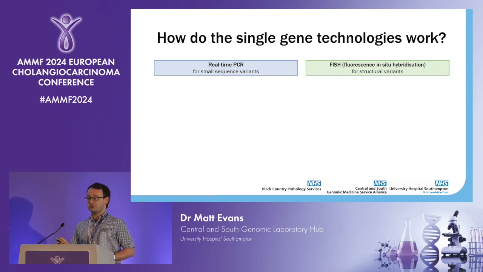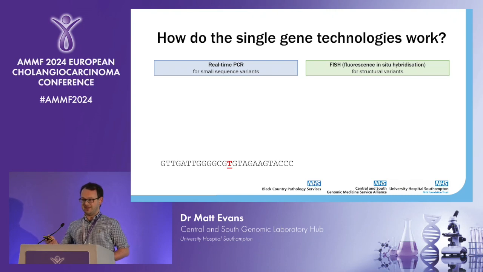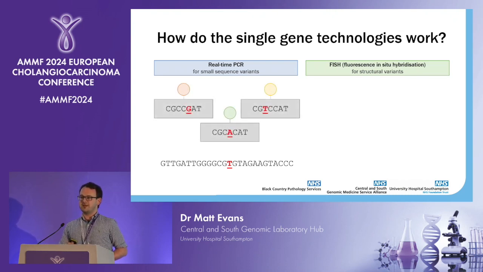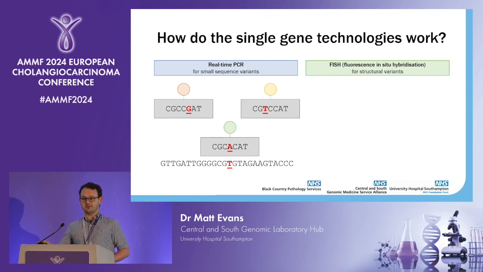An example of a single gene technology is real-time PCR. So we've got some DNA there, and it's got a mutation in it. We will then use a real-time PCR assay, and within that assay, you have multiple probes, each of which will bind to a particular mutation which you're interested in. In this case, that probe will bind to the mutation which is present. We'll see the green fluorescence which is attached to that probe, and that's alerting us that the mutation that represents that probe is present in this sample.